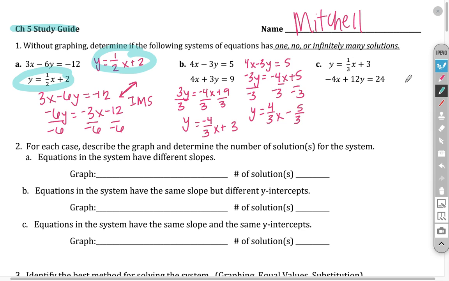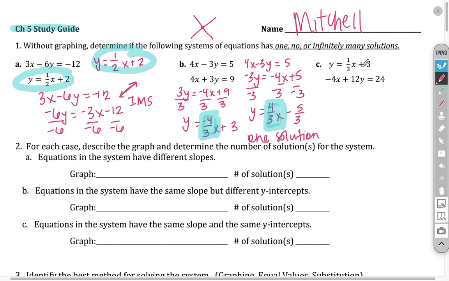So our y-intercepts are different, and our slopes have the same size, but notice one is negative and one is positive. So that tells us we're going to have one solution. They're going to cross, just like if we've got one negative going this way and one positive going this way, they're going to meet and intersect at one point.